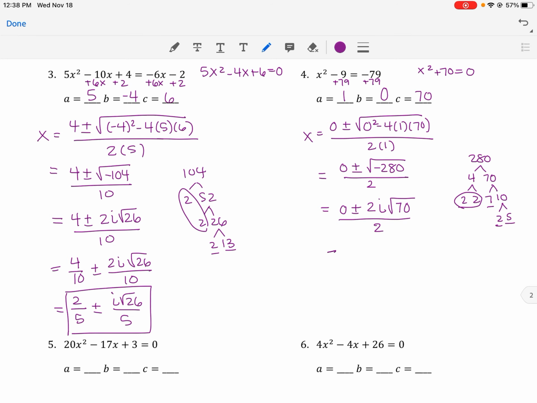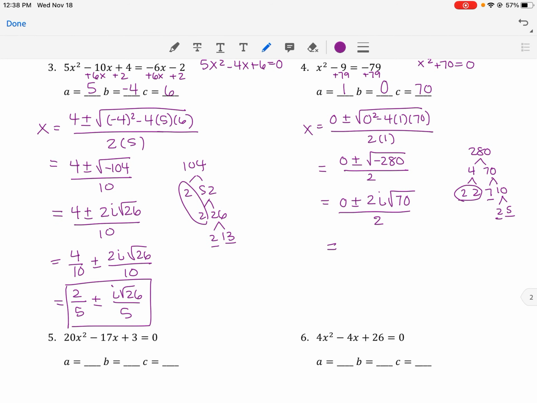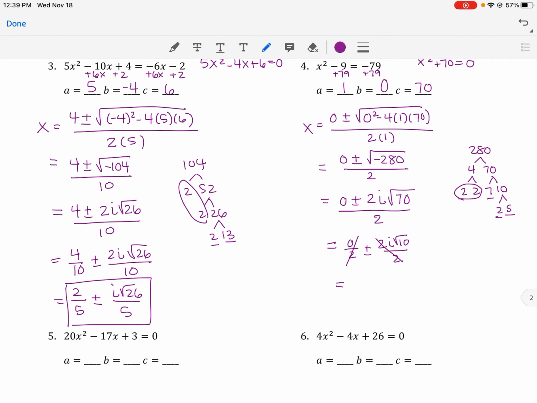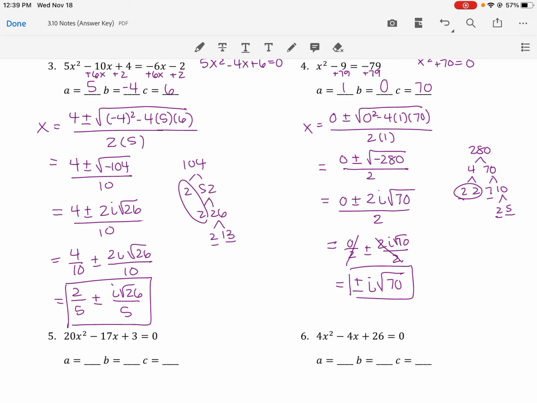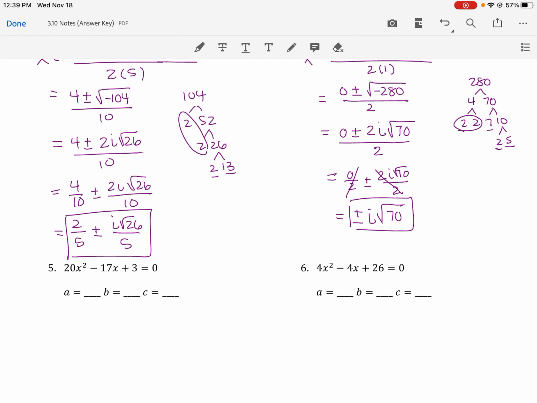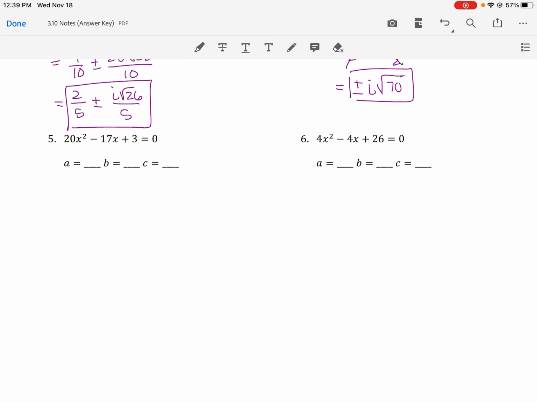So the 0, you can still write it if you want. You don't have to, but this is basically 0 divided by 2 plus or minus 2i square root of 70 divided by 2. This would just be 0, so that disappears. The 2's cancel, so I'm left with plus or minus i square root of 70. Okay, for the record, on this one, you could have used the square root method as well, and that could have been easier. But hey, the quadratic formula will always work, so in this case, it may just be easier to stick with that. Okay, 2 more examples.